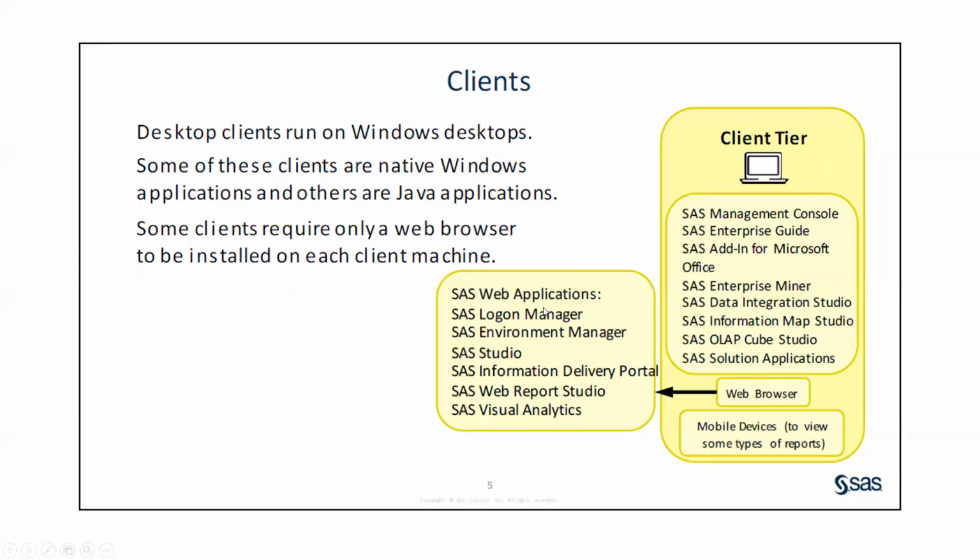Then this is about the client tier. What are all the client tiers? Desktop clients run on Windows desktops. And one more piece of information: all the clients will work only in the Windows environment. In the Unix environment, you can't run any type of client tier. We can run the web tiers, but not the client tiers, in the Unix environment.